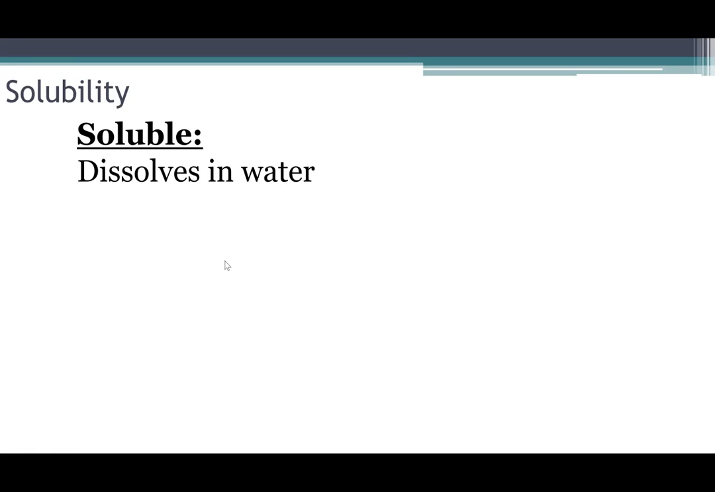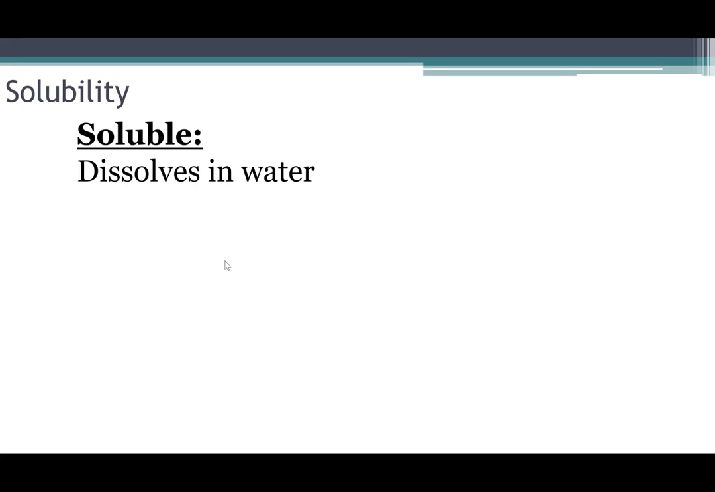Solubility. Solubility is the ability of a compound to dissolve in solution. The solutions that we typically talk about in General Chemistry 1 are water solutions, aqueous solutions. So if we say something is soluble, then it's going to dissolve in water. For these precipitation reactions, we are going to focus on just ionic compounds.